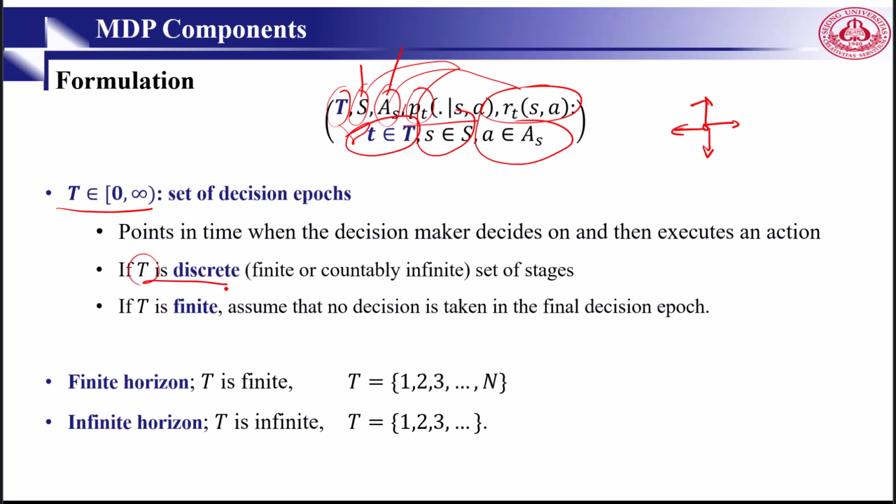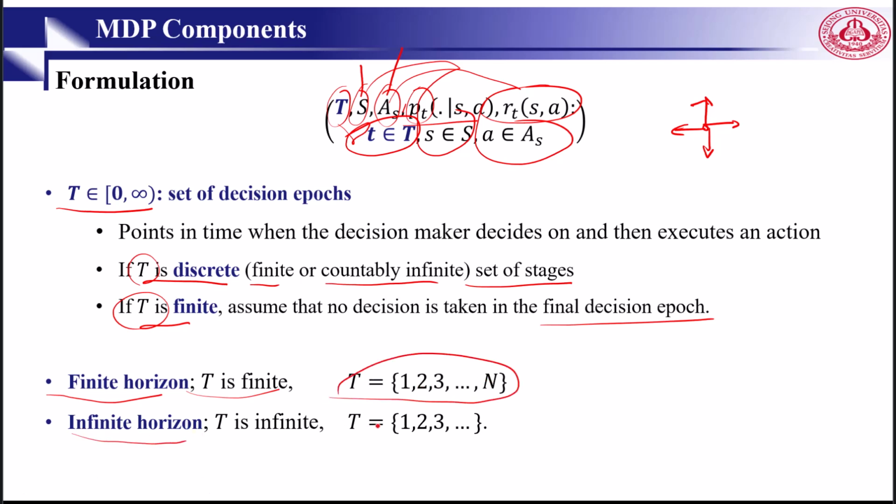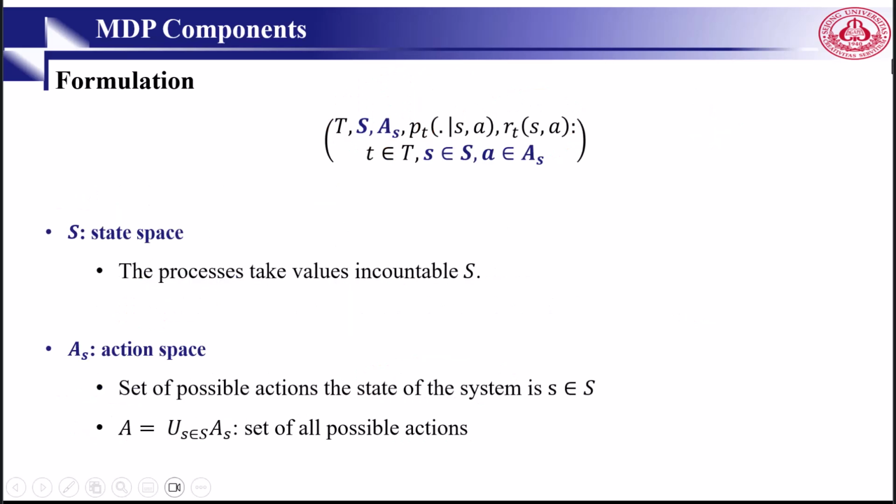We can have T as discrete, like a finite or countably infinite set of states, or it can be finite, assuming that no decision is taken in the final decision epoch. So if T is finite, we have a finite horizon, like t in 1 up to n, and we may have an infinite horizon, t equal to 1, 2, 3, up to positive infinity. Here we have a reward function, which is a kind of immediate numerical feedback for each transition. Also, we have a policy, that is the strategy mapping state to action. Each of these components plays a specific role in enabling optimal sequential decision making.